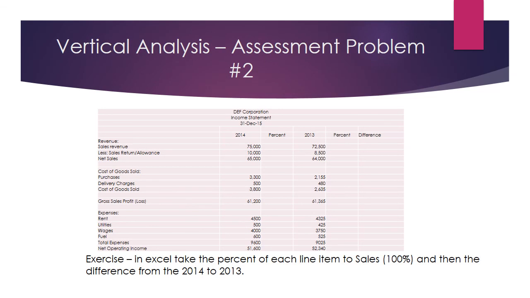Okay, so question number 2, assessment problem number 2. You're going to do pretty much the same thing that we just did in Excel. You're going to take the percent of each line item to sales, 100%, and then the difference from 2014 to 2013. And what I would really like for you to do is notice the red flags. There's a couple in here that increase or decrease more than just a few percentage points, and they stick out like a sore thumb. So you might want to add that to your problem statement down here.